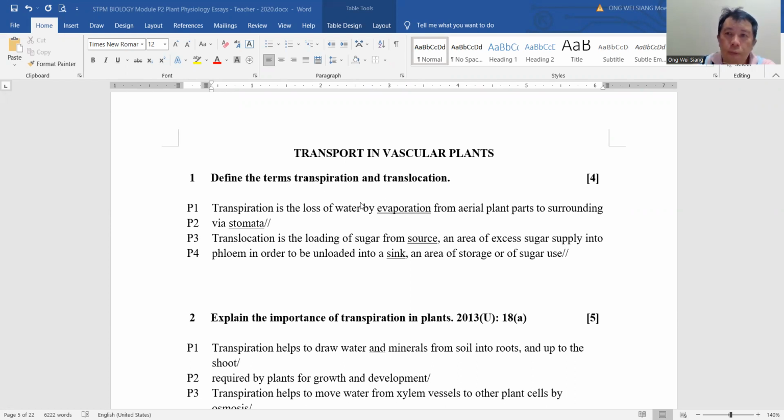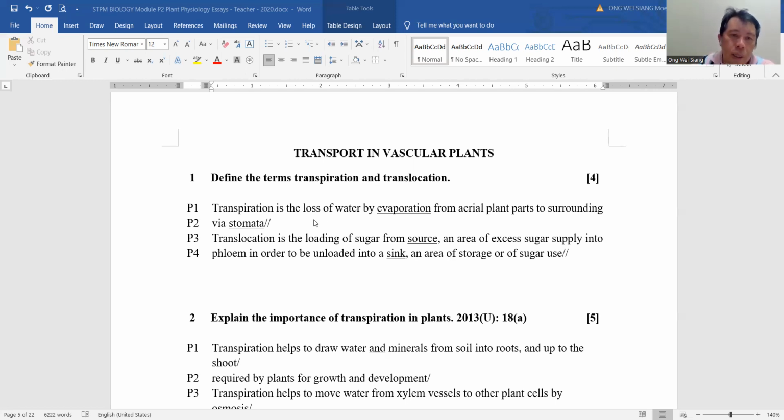So this is just define and give the definition. So the transpiration is the loss of water by evaporation. Okay, evaporation from where? From the aerial plant part to the surrounding via the stomata. Actually, it's not only through the stomata, but here the most is through the stomata.